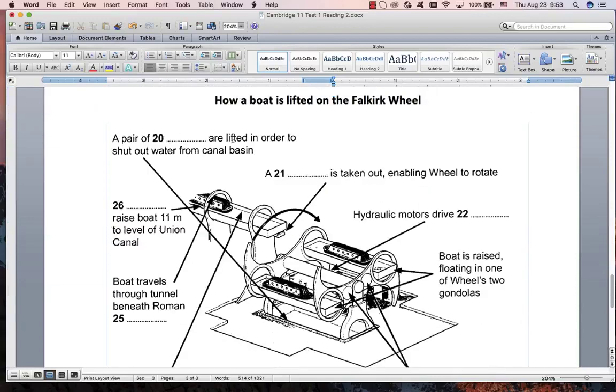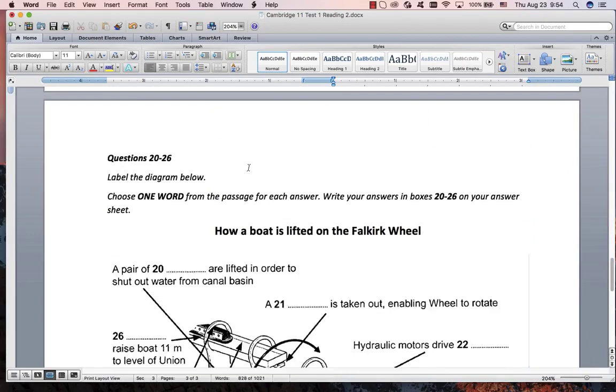A pair of are lifted in order to shut out water from canal basin. Alright, so immediately what can you see from the grammar? What kind of a word are we looking for here? There's a preposition. That means we're looking for a noun. What kind of a noun? A pair. I hope you know what a pair means. A pair means 2. Also, are. That means this must be a countable plural noun. So we're looking for a word that ends in S. We're going to scan for something that means 2, shut out water from canal basin, lifted, anything like that.